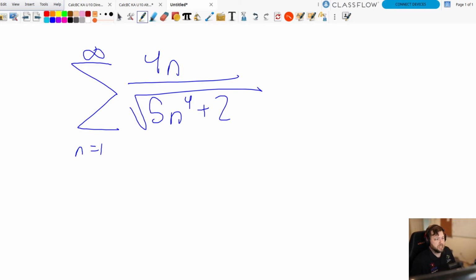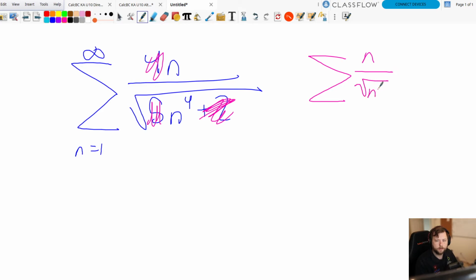Well, just like we did last time, I want to cancel out things that don't matter. You know what doesn't matter? This in pink. This +2, gone. These coefficients, gone. I'm left with n over the square root of n to the 4th. Might be like, well, n to the 4th, it's a square root. But remember, we're square rooting this n to the 4th. And when you square root a polynomial, it's just half the exponent.